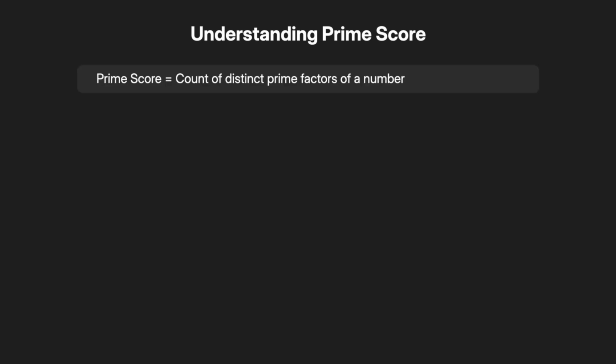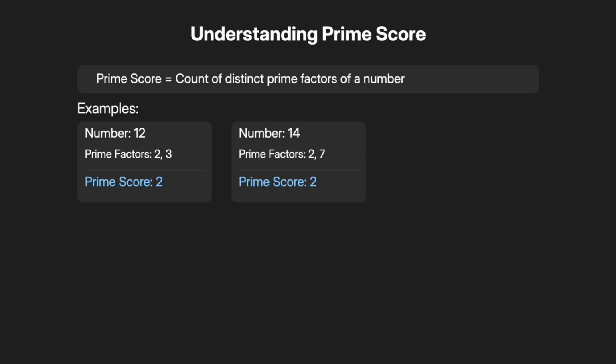A key part of this problem is understanding the concept of prime score. The prime score of a number is simply the count of its distinct prime factors. Let's look at some examples. The number 12 can be broken down as 2 squared times 3. It has two distinct prime factors, 2 and 3, so its prime score is 2. The number 14 can be expressed as 2 times 7. It has two distinct prime factors, 2 and 7. Its prime score is also 2.